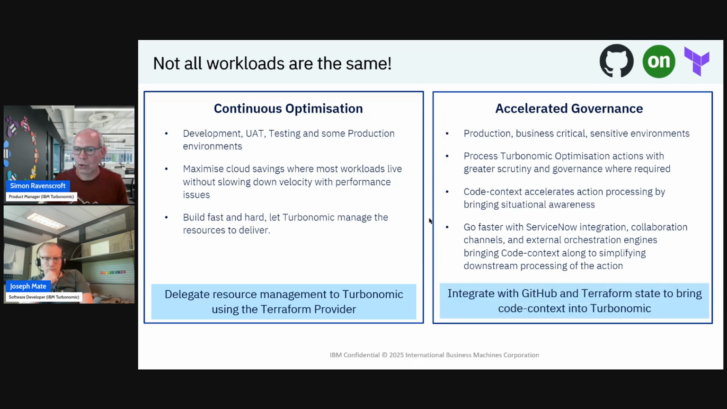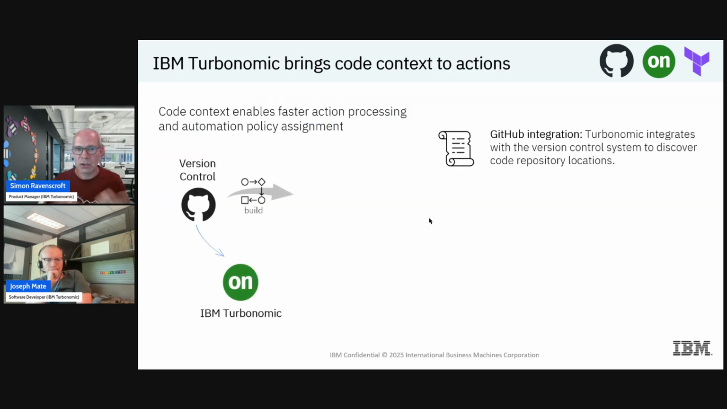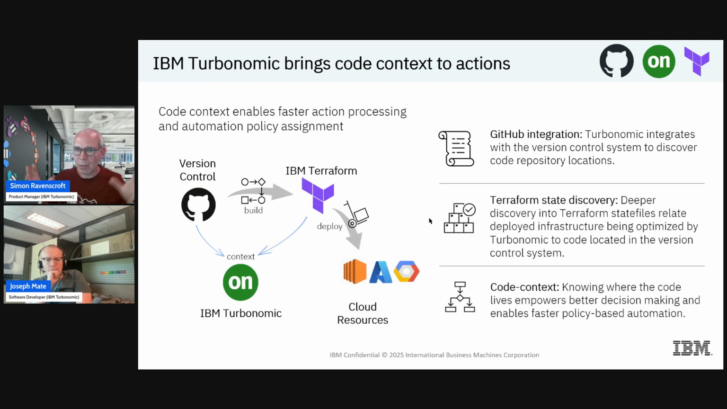And we're calling that our code context, and we do that by integrating directly with GitHub and with Terraform. So let's go and have a look and see what that looks like. So bringing that code context allows you to process that action faster. Turbonomic integrates directly with GitHub initially, and we're expanding that to add support for GitLab and Azure DevOps and Bitbucket and other version control systems.